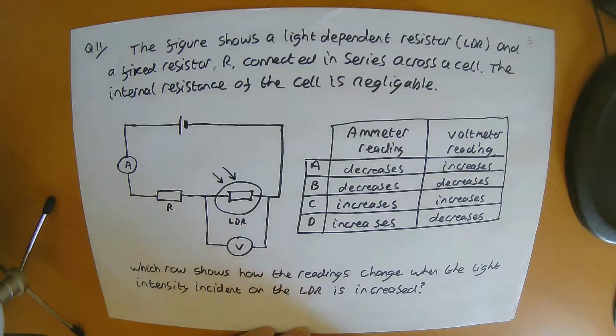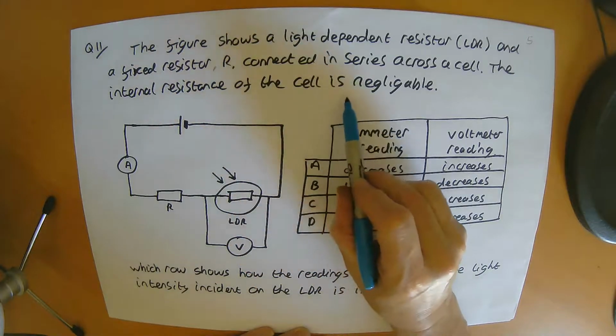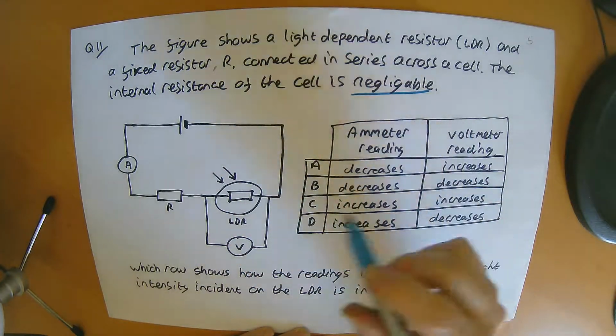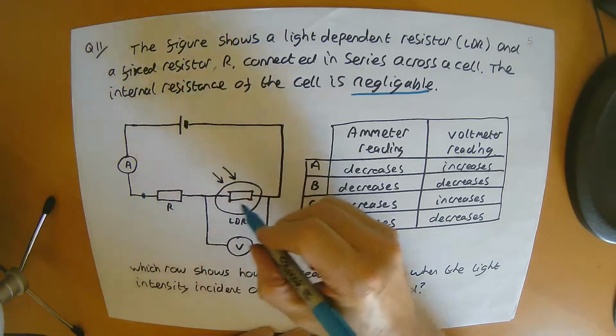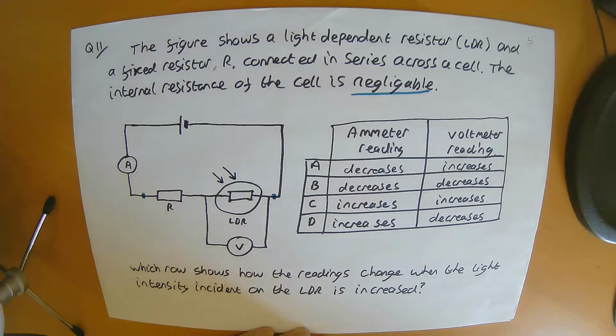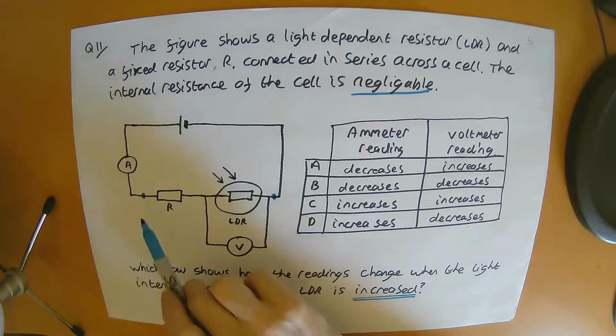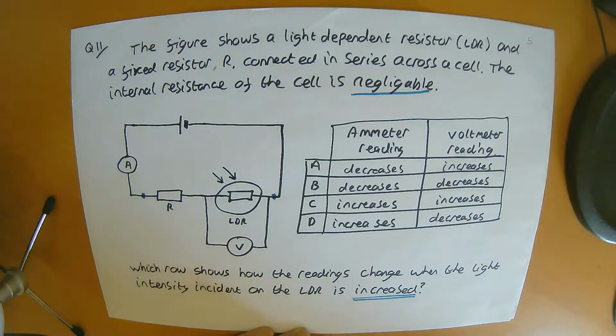For question 11, one of the key things here is that the internal resistance of the cell is negligible, and that means that the potential difference across the cell is equal to its EMF, and the potential difference between the two ends of the combined pair of resistors is also going to be constant. If we increase the intensity of light on the LDR, its resistance decreases. Since this fixed resistor stays the same, we have the same voltage over now a smaller combined resistance. And that means the current and the ammeter reading will increase. The answer is either C or D.